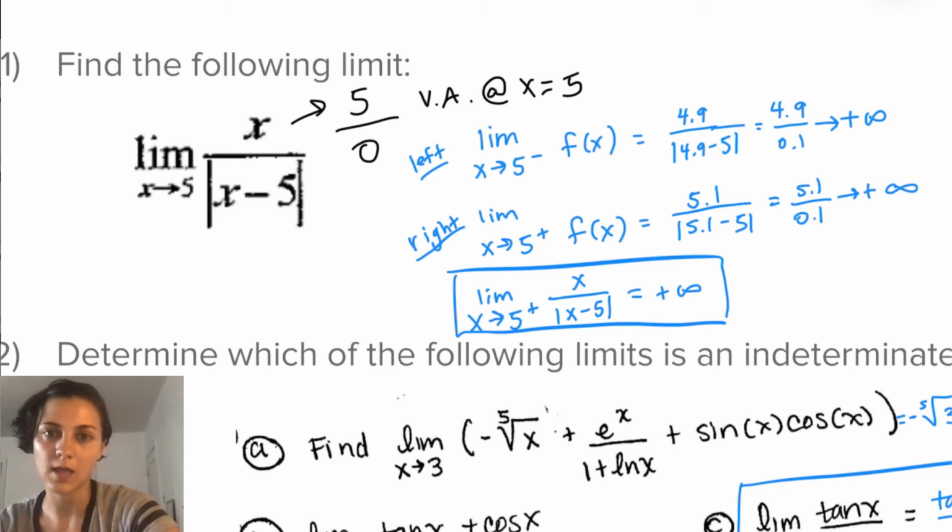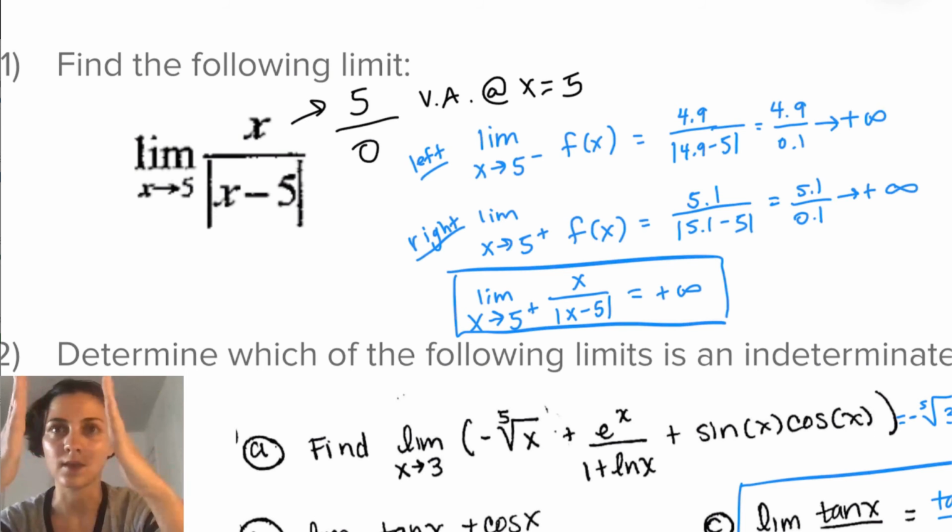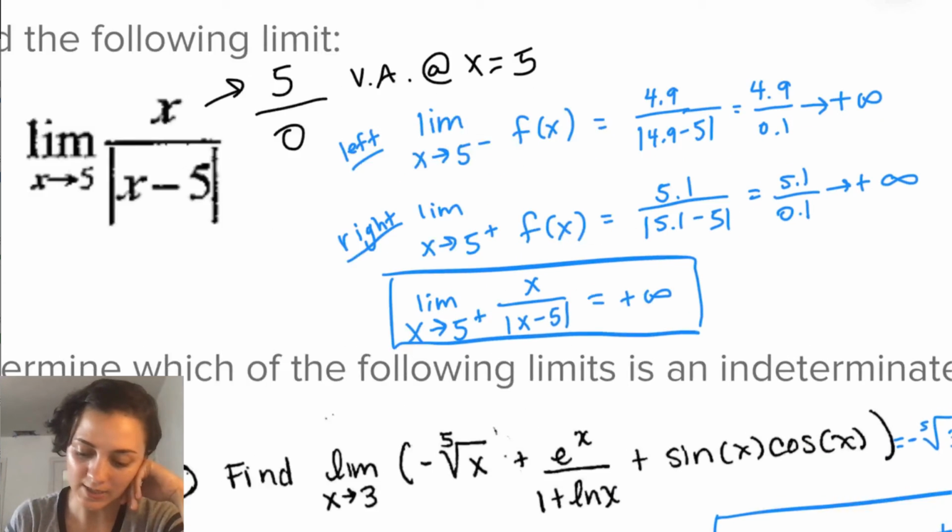So there's a vertical asymptote at 5, which means we need to figure out what the limit is doing to the left and to the right of 5. Is the function going up on both sides of the vertical asymptote? Are they both going down, or are they going in different ways? We have to look to the left and the right. So that's what I did.